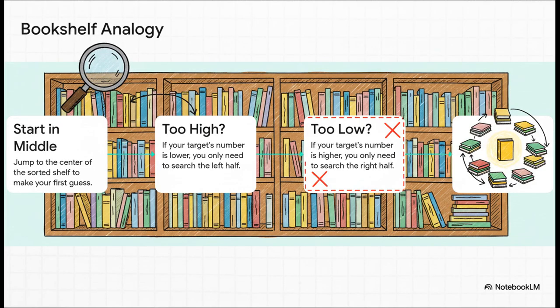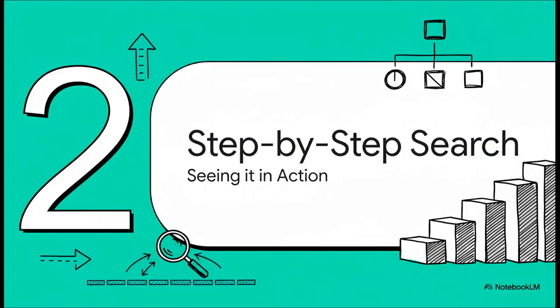And you know what? This whole concept is surprisingly intuitive in the real world. Just imagine you're looking for a book on a perfectly sorted bookshelf. You wouldn't start at book number 1, right? Of course not. You'd jump right to the middle. If your book's title comes later in the alphabet, you instantly know, okay, I only need to look at the right half. If it's earlier, you look at the left. Just like that, with one glance, you've thrown away half the books on the shelf. And you just keep doing that, halving the problem over and over until you land on the exact book you need. It's genius.